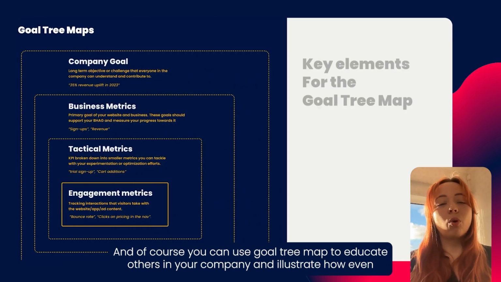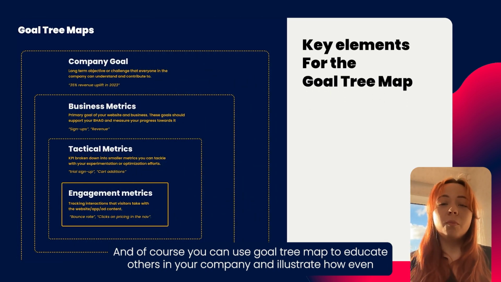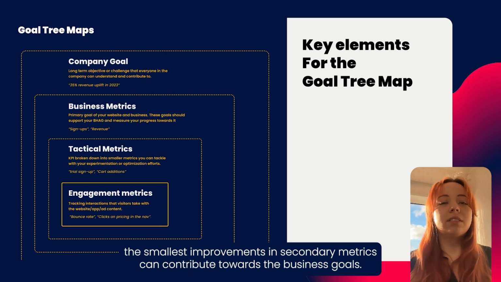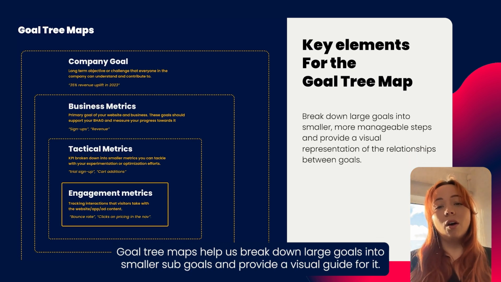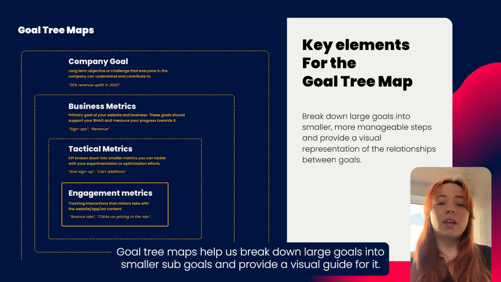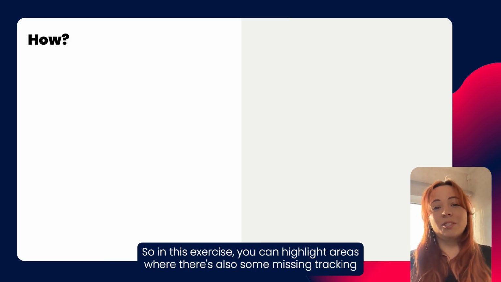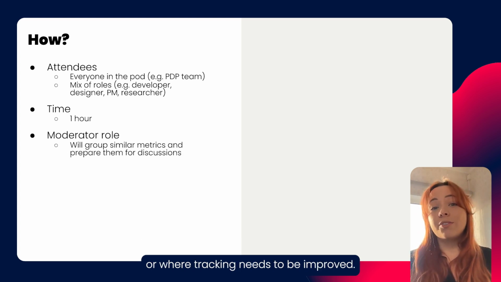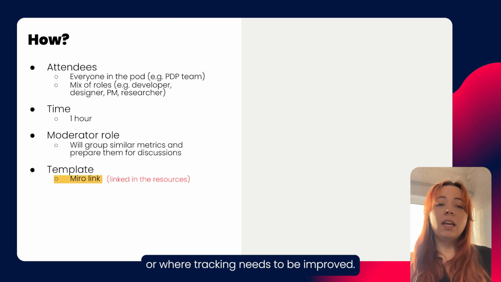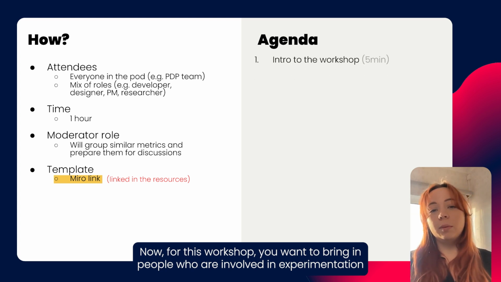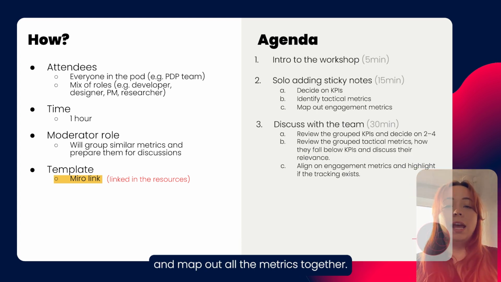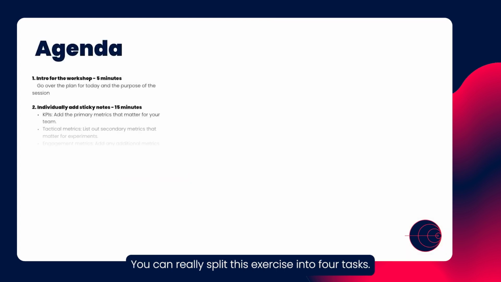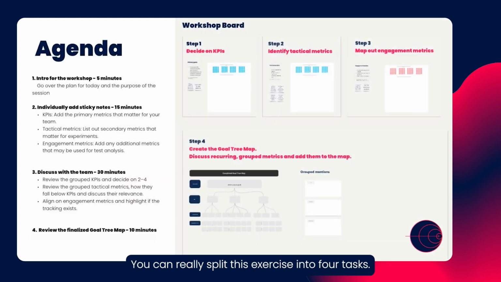And of course, you can use a goal tree map to educate others in your company and illustrate how even the smallest improvements in secondary metrics can contribute towards the business goals. Goal tree maps help us break down large goals into smaller sub-goals and provide a visual guide for it. So in this exercise, you can highlight areas where there's also some missing tracking or where tracking needs to be improved. Now, for this workshop, you want to bring in people who are involved in experimentation and map out all the metrics together. You can really split this exercise into 4 tasks.